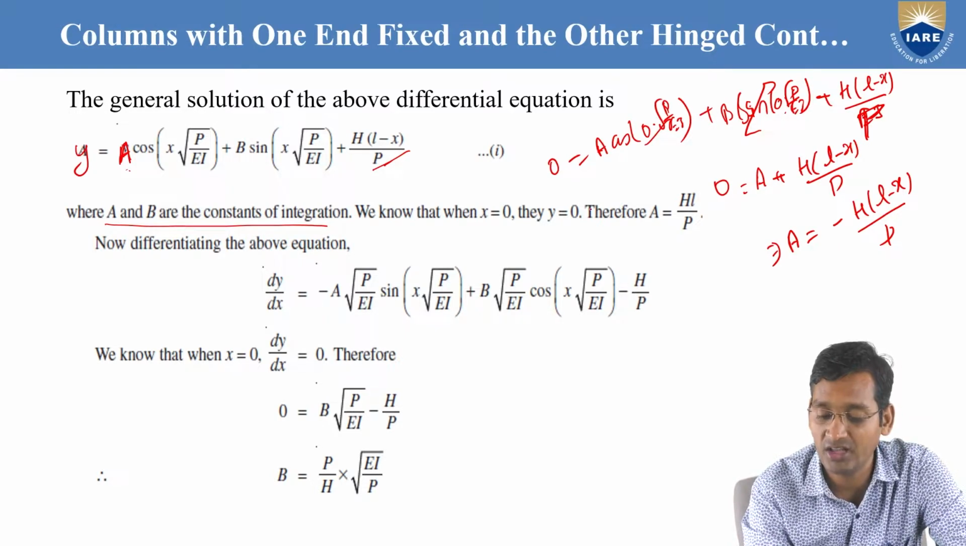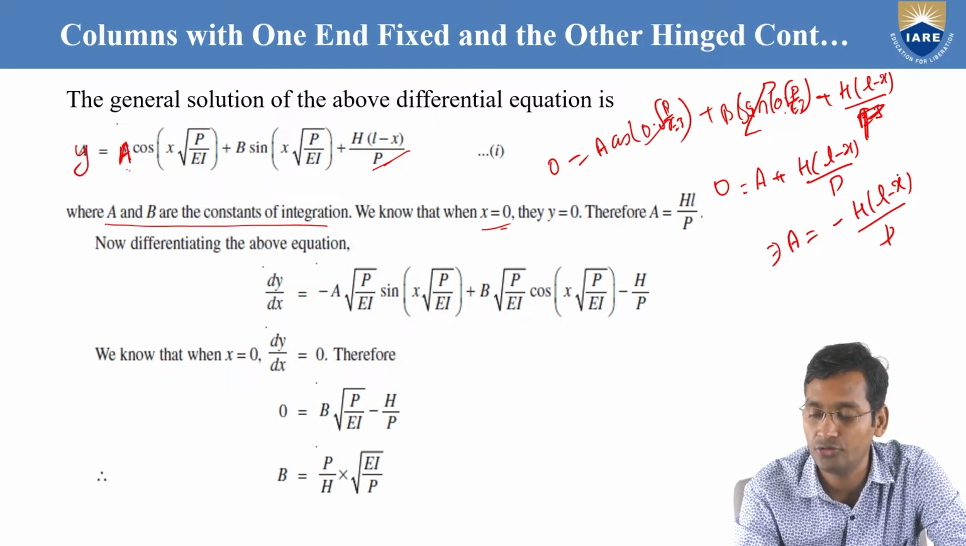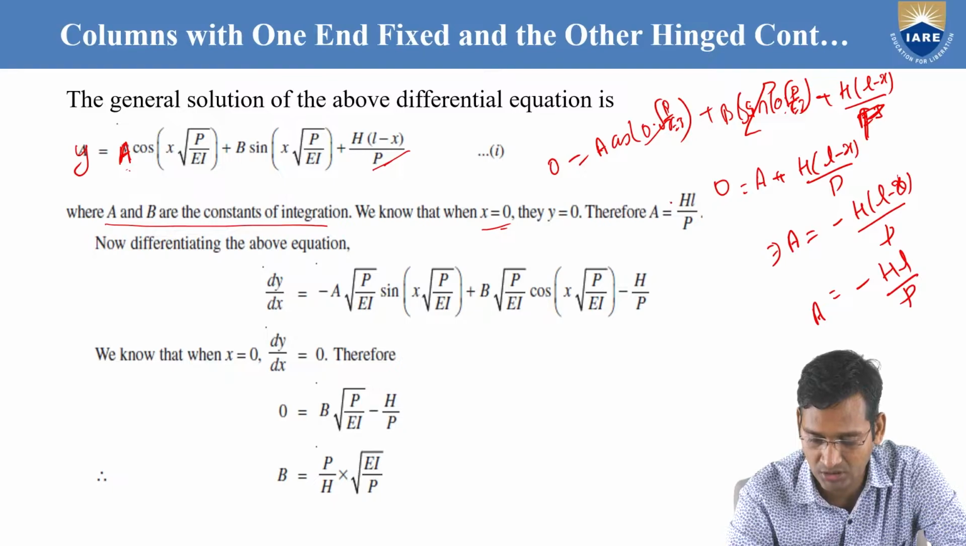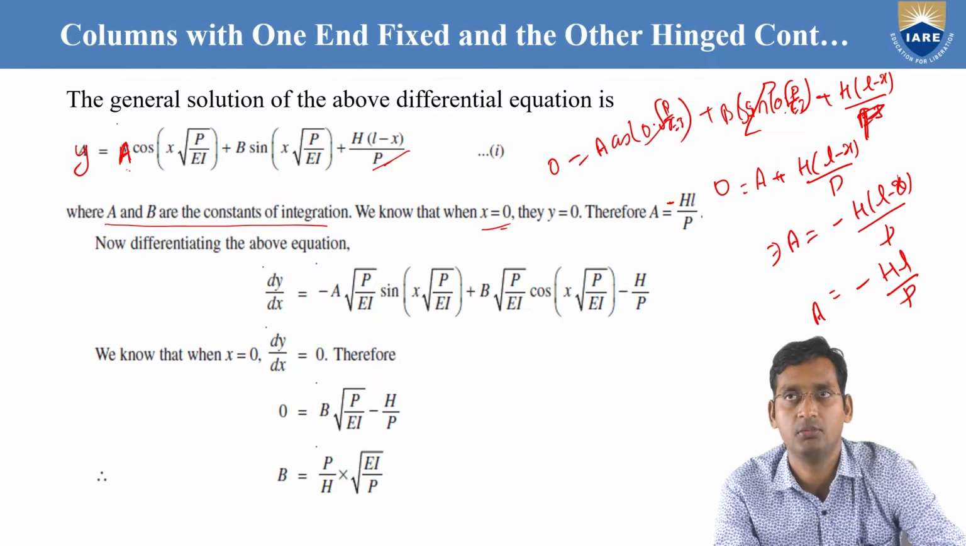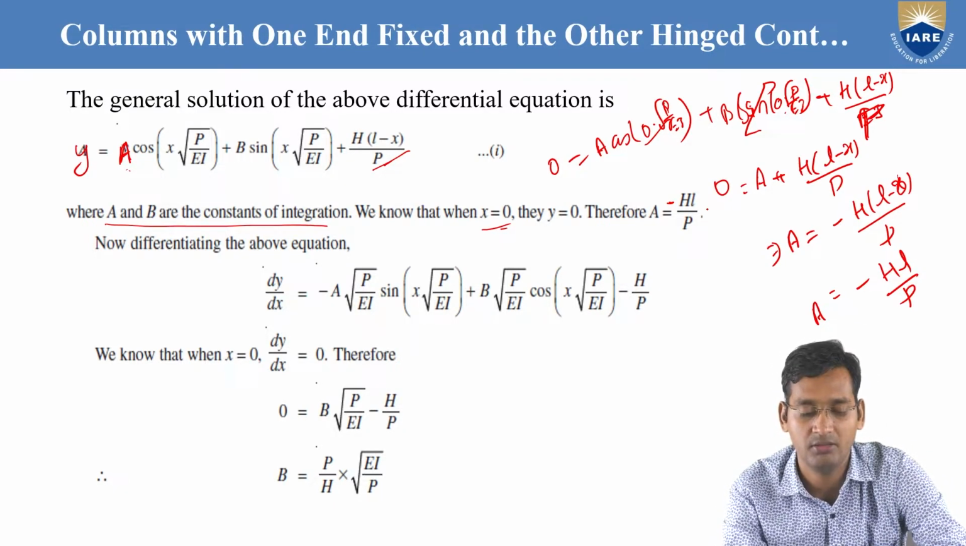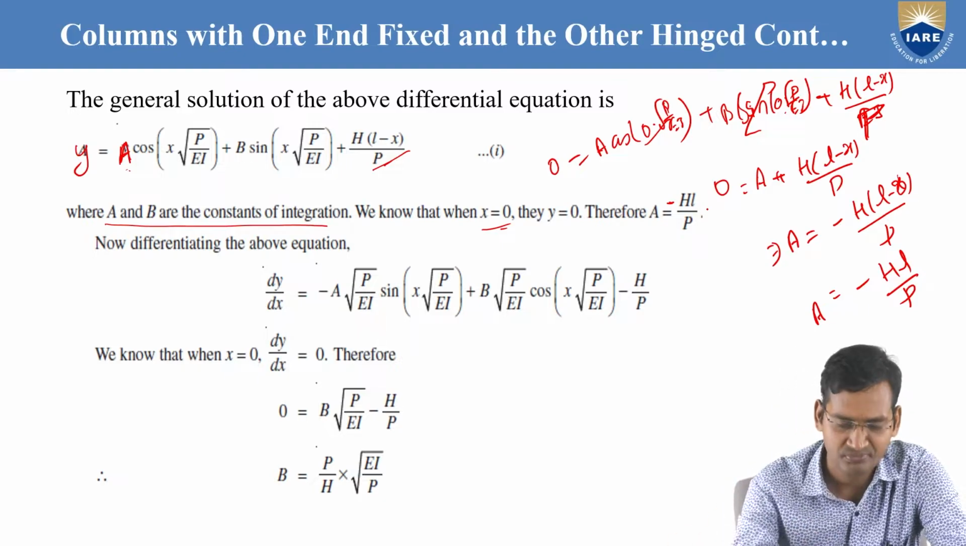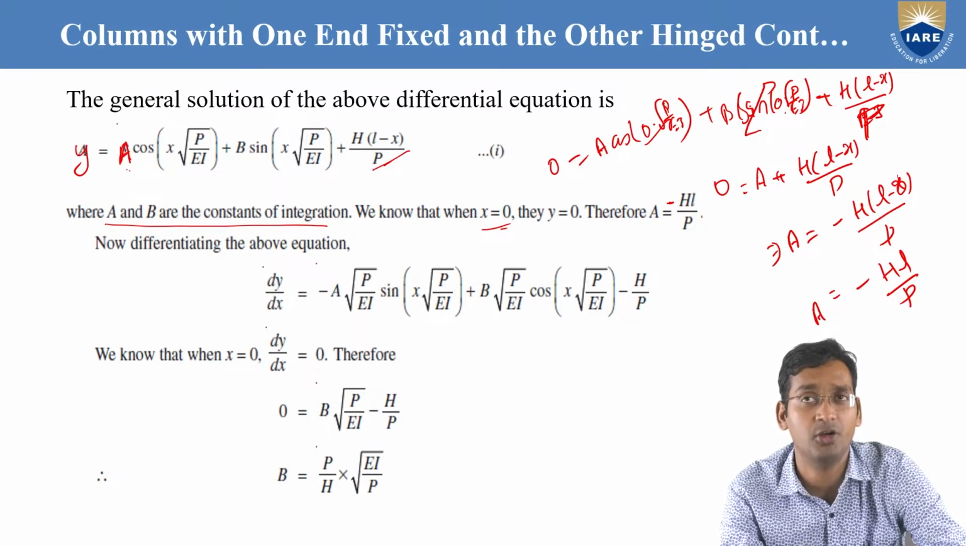Okay, so what is that? x equals 0, so here put x also 0. What will you get? Minus h L by p, that is a. So here the minus sign will be there: minus h L by p. That was the first condition we applied. After that, what are we doing?